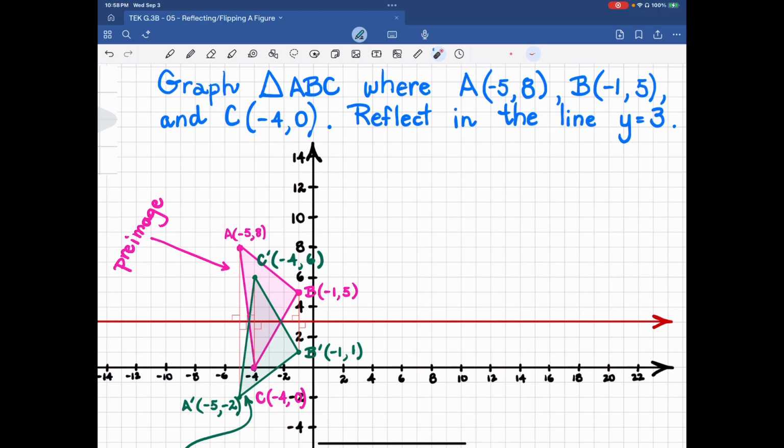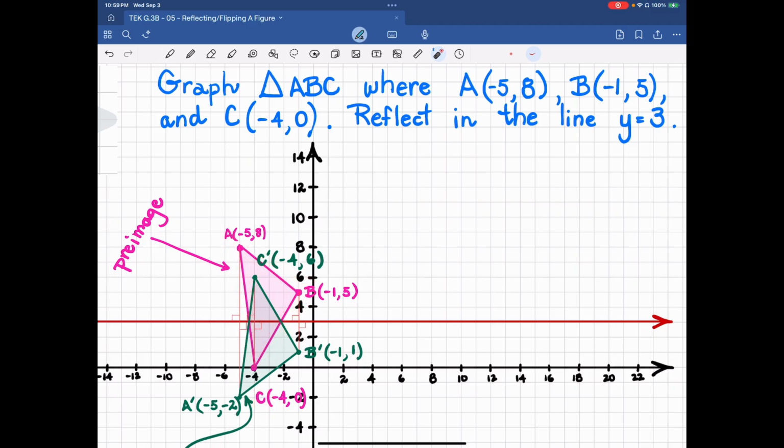So we're going to graph triangle ABC. We're going to graph our pre-image right here. This is our pre-image. We're going to graph that guy. So I graph my A, B, and C, and I connect them. All right? Now, you know what to do.